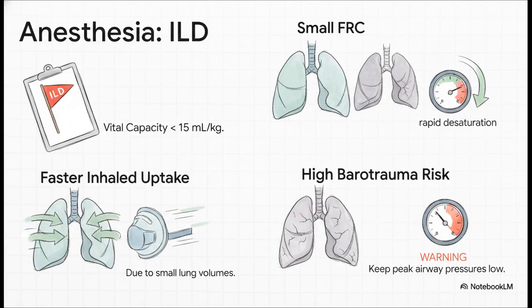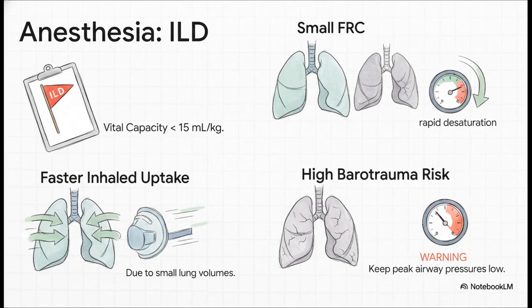So when you're faced with a patient with chronic fibrosis, what's the one thing you need to have front and center in your mind? It's this: these patients have absolutely zero physiological reserve. Zero. Pre-op, if their vital capacity is less than 15 mils per kilo, that's a massive red flag. Intraoperatively, the challenges are huge. Their functional residual capacity, their oxygen tank if you like, is tiny. This means when you induce them, they will desaturate frighteningly fast. Apnea is not their friend.